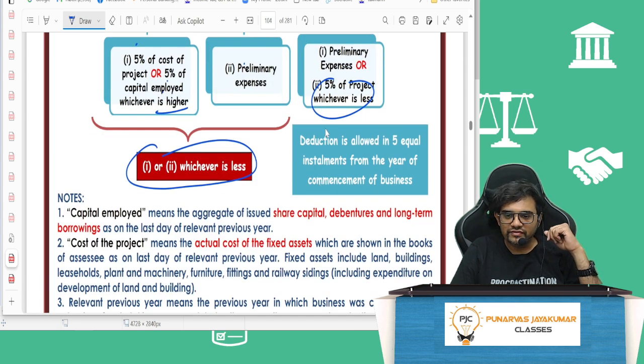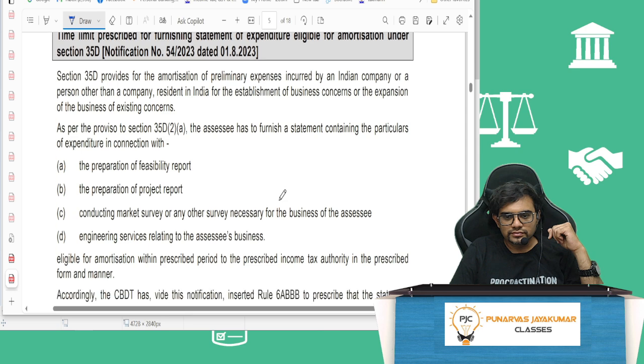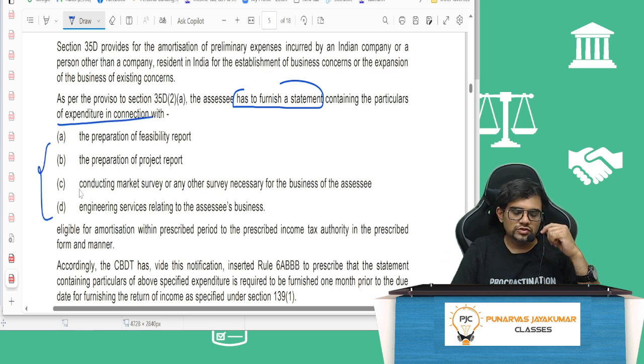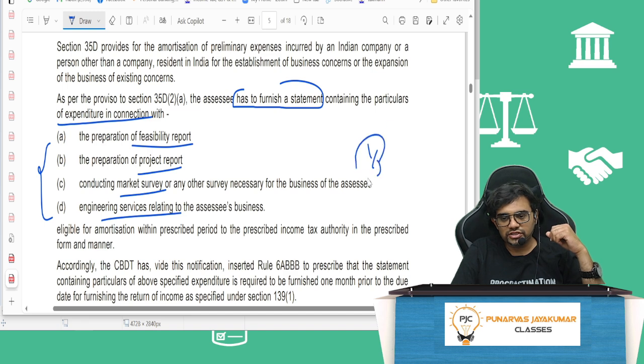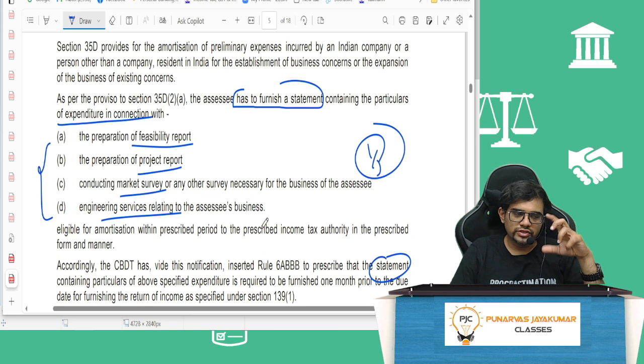Deduction is allowed in 5 equal installments. This is what we normally know. Here, the SSE has to furnish a statement containing the particulars of expenditure in connection with these things. You should furnish a statement as to what all expenditure you have spent on preparation of feasibility report, project report, any market survey, engineering service, etc. A statement has to be given with all the particulars. Only then you will be eligible to get that 1/5 deduction. This statement is mandatory. This is a very theoretical thing, you can just go through. So you need to prepare a statement.